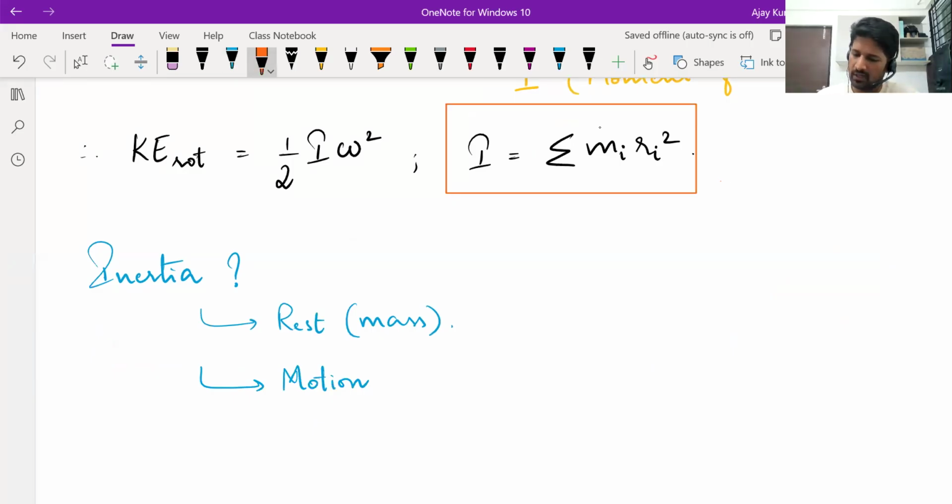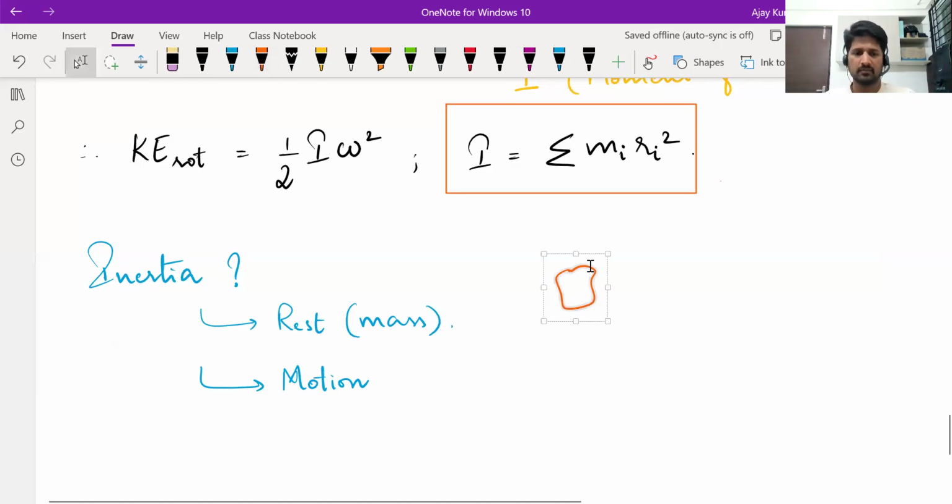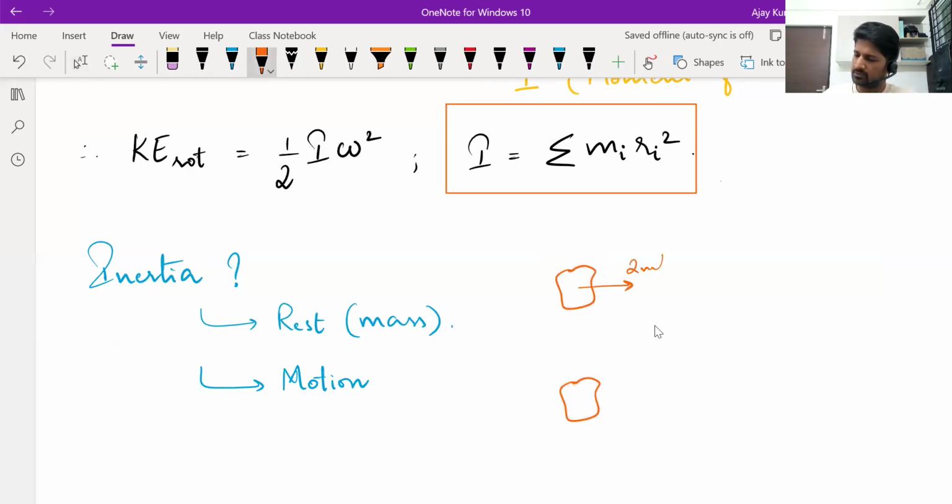Now you consider two identical objects, identical in terms of mass. Let's say one is going with a small speed, some 2 meters per second. The other is going with a high speed, some 20 meters per second. Which is easier to stop? A or B? A, sir. A is easier to stop. Means changing the state of motion of A is easier than changing the state of motion of B.